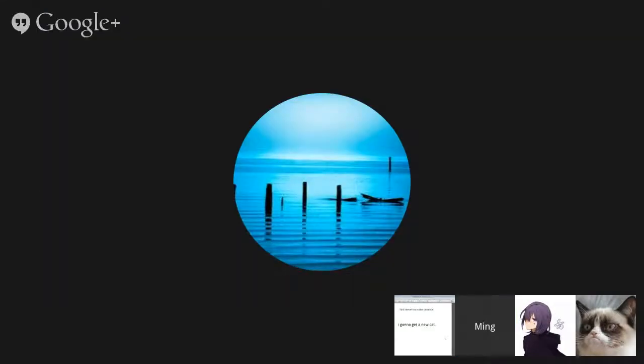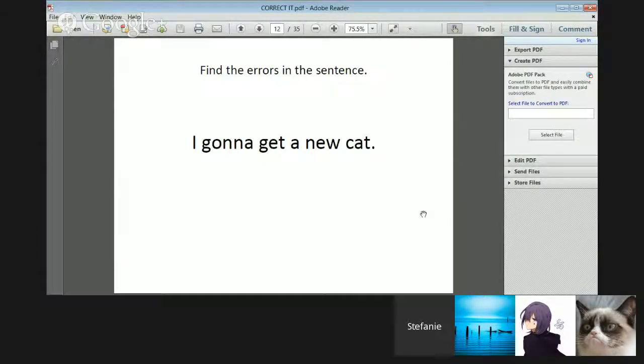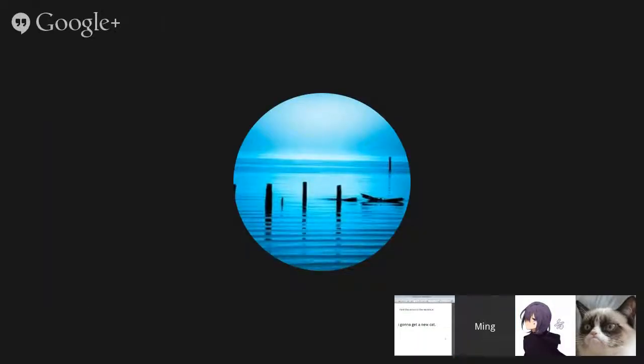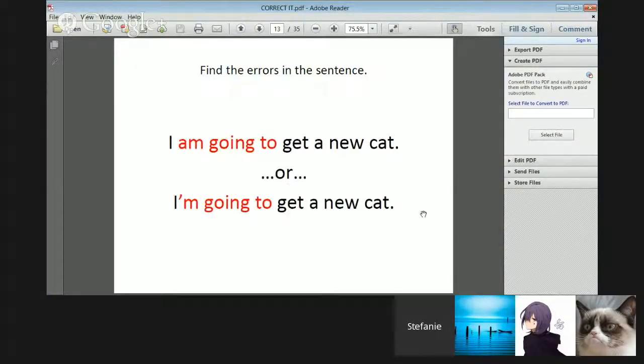Okay, Ming. I gonna get a new cat. I am gonna get a new cat. Okay, good and almost. You have to remember that gonna is slang, so we don't want to write any slang. If you're sending a text message to your friend, you can write gonna. But let's say you're writing this on a test for English class. Would you write gonna or what would you write? I am going to get a new cat. Yes, there we go. We could say I am going to get a new cat or I'm going to get a new cat. Very good.